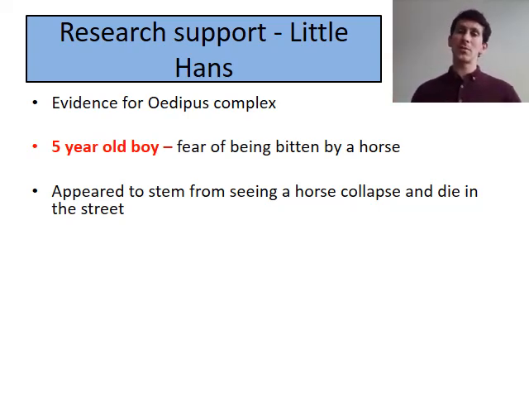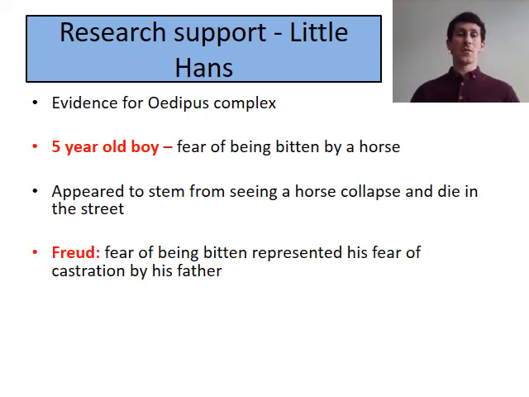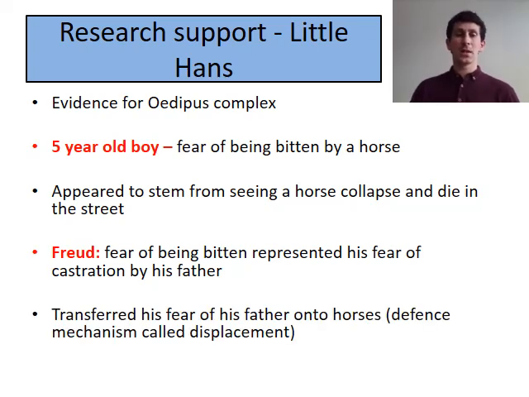But Freud interpreted it slightly differently. Freud said the fear of being bitten represented his fear of being castrated by his father. So that fear of being bitten by a horse was all actually his fear of having his penis chopped off by his father. And he transferred that fear of his father onto horses. And he used it as a defense mechanism. He displaced that fear of his father onto his fear of horses.